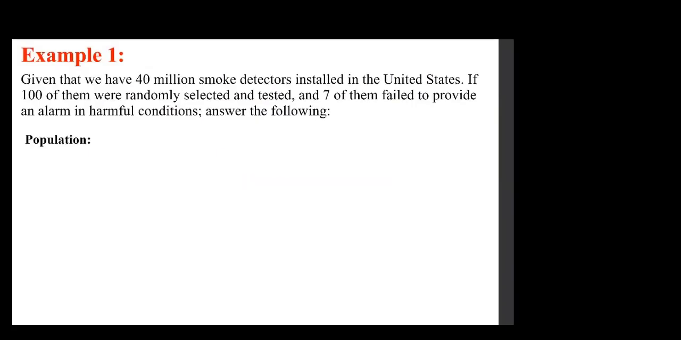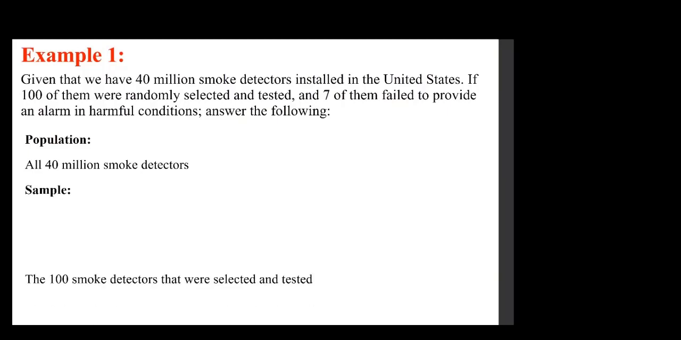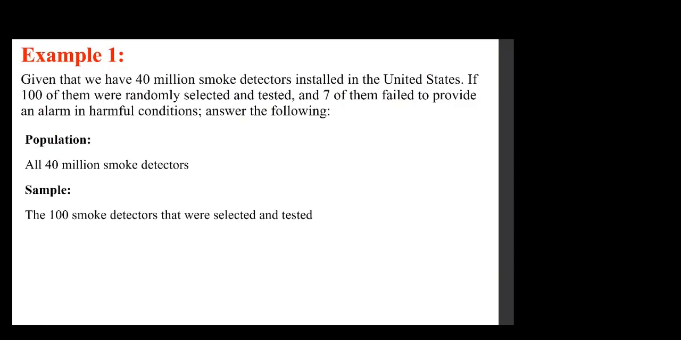Given that we have 40 million smoke detectors installed in the United States, if 100 of them were randomly selected and tested, and 7 of them failed to provide an alarm in harmful conditions, answer the following. What do you think in this situation the population is? 40 million smoke detectors. What about the sample? 100 of them. The sample would be the 100 smoke detectors that we check.